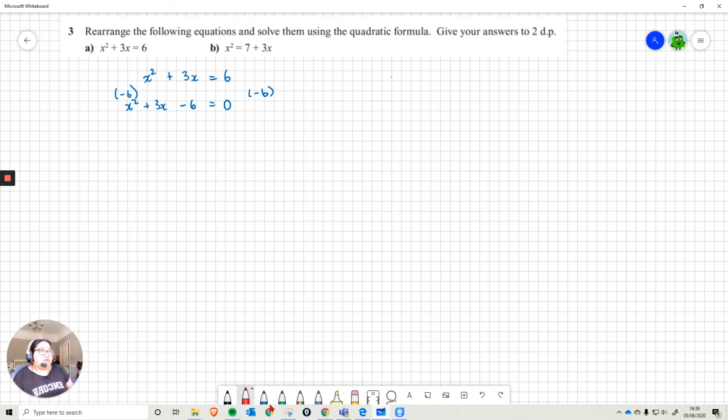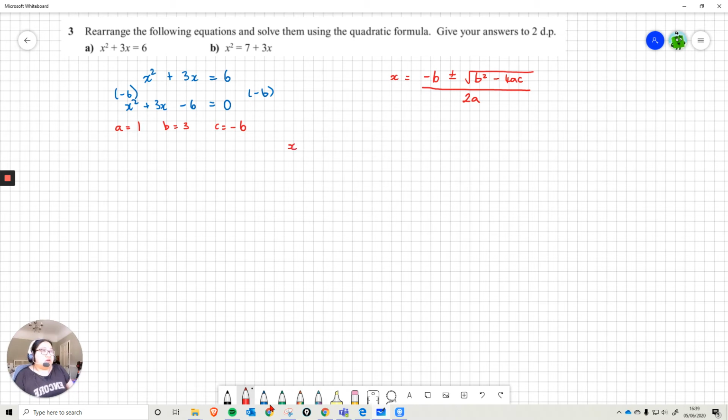Remember our quadratic formula? It is minus b plus or minus the square root of b squared minus 4ac all over 2a. Okay, so my a is equal to 1, as I've only got 1x squared here. b is equal to 3, and c this time is negative, so negative 6. And I'm going to put all of that substitution into the quadratic formula.